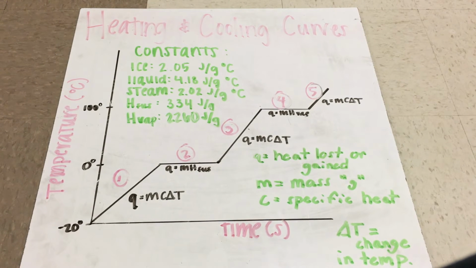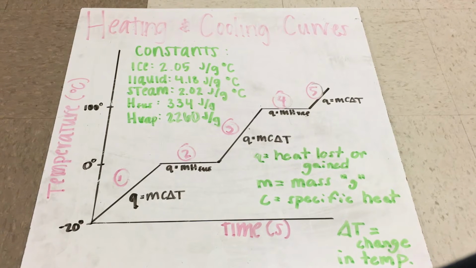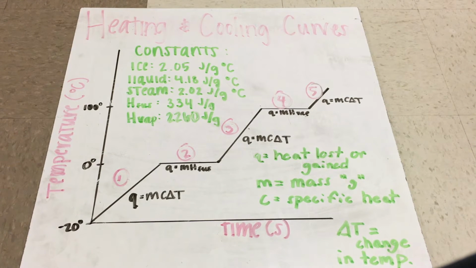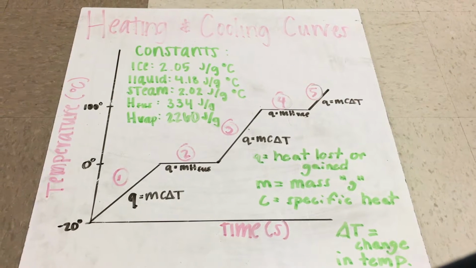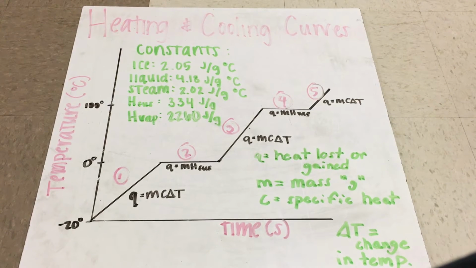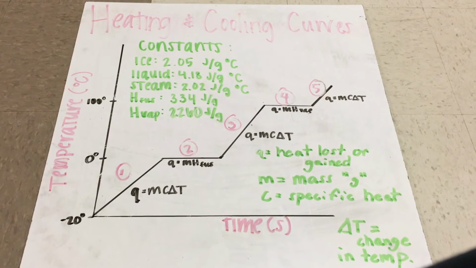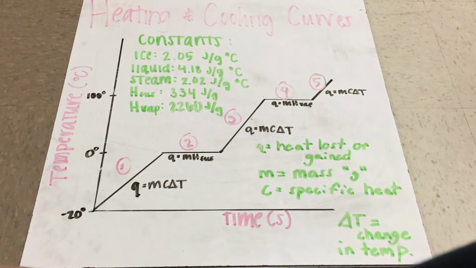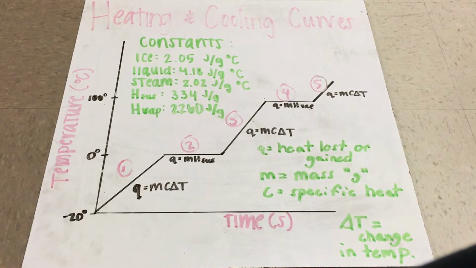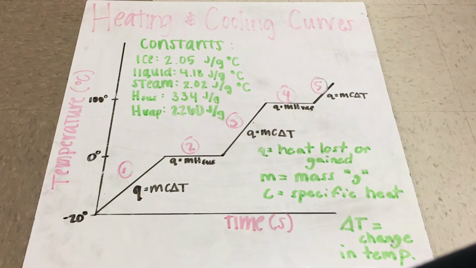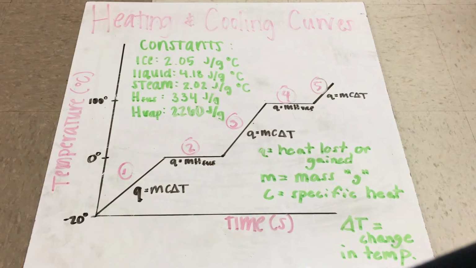The formula for phase change is Q equals m H fusion for solid and liquid, and Q equals m H vap for liquid and gas. Energy is required for phase changes. Q is the same as in the temperature change. It is the amount of heat lost or gained. M still stands for the mass of the substance. H vap is the heat of vaporization. H fus is the heat of fusion.